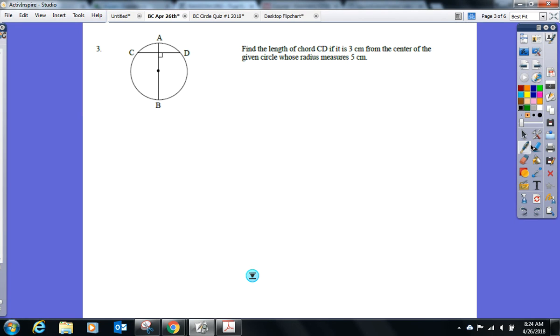All right. Find the length of the chord CD if it is 3 centimeters from the center. All right, so it's the chord 3 centimeters from the center.